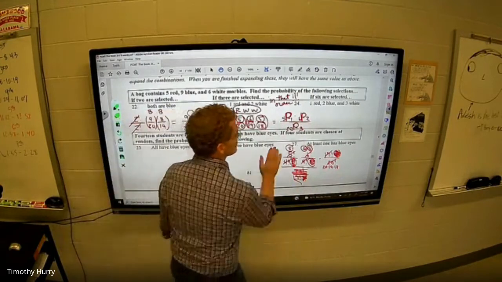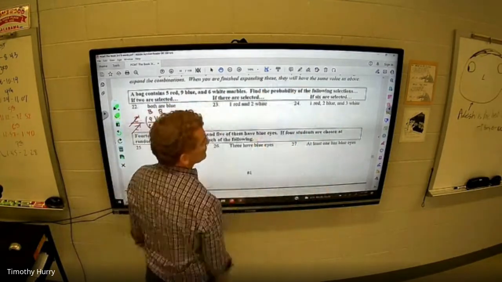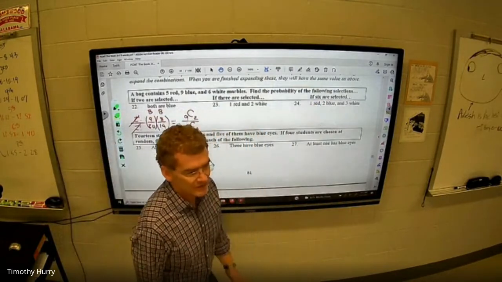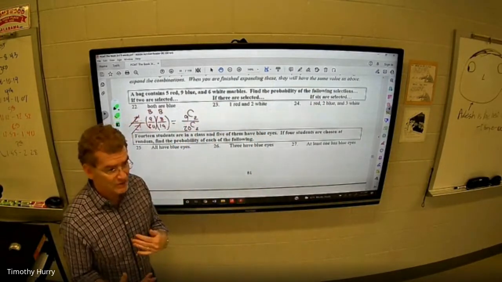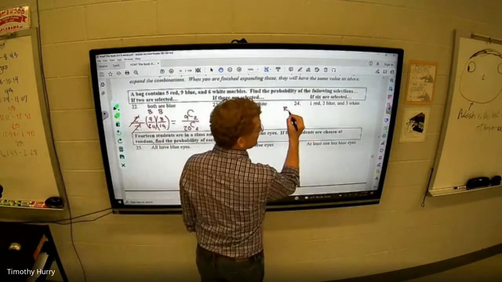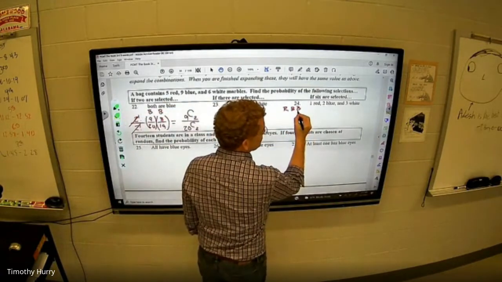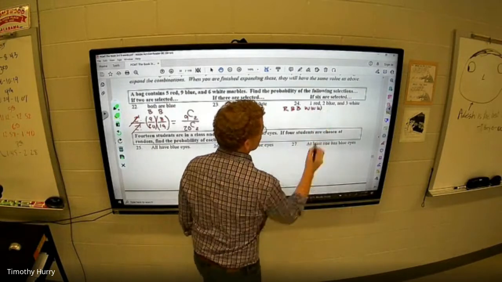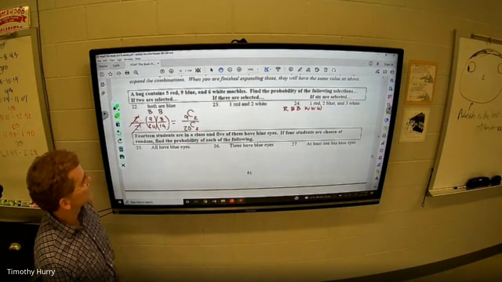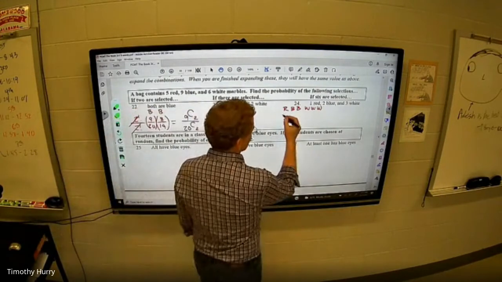Last one on this little page right here. 1 red, 2 blue, 3 white if 6 are picked. All right, so using fractions, what's the probability? I'm going to do these in order. I'm doing a red, a blue, a blue, white, white, white. So red. What's the probability that I get my first red? 5 in 20.